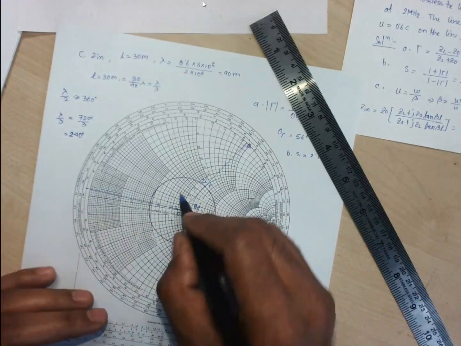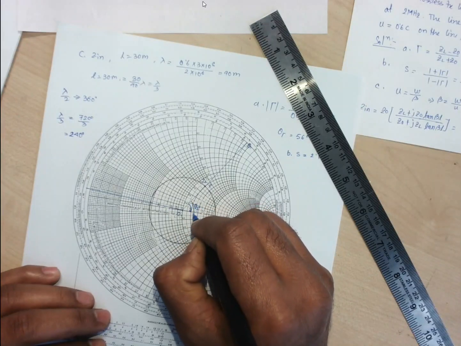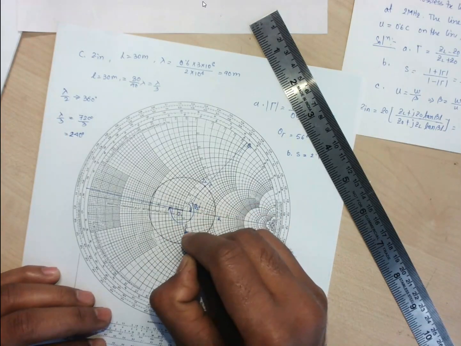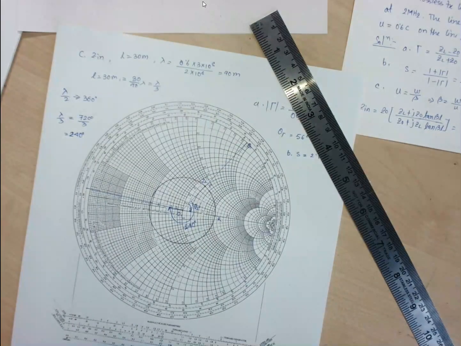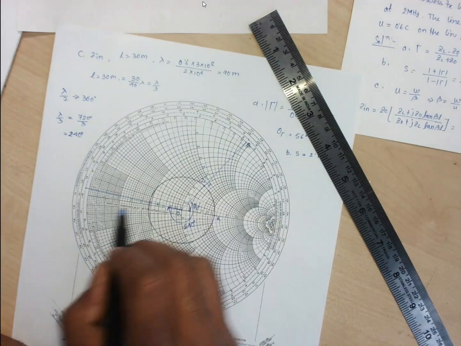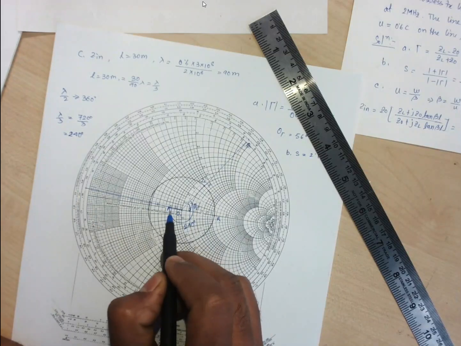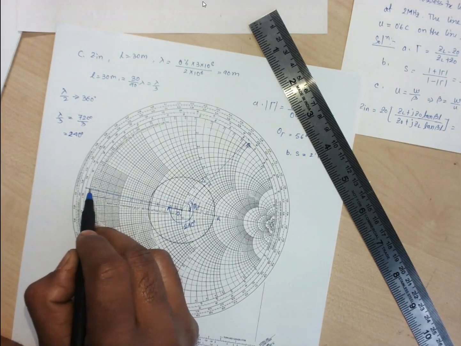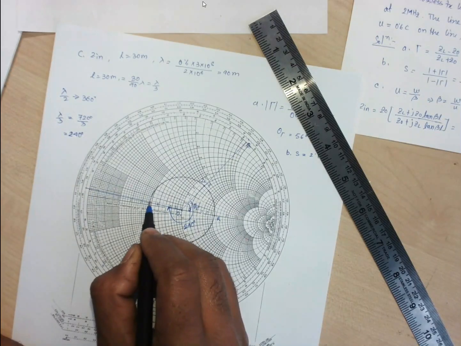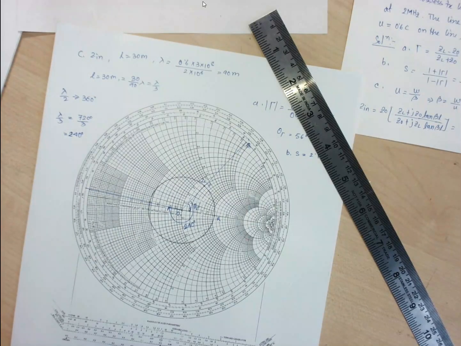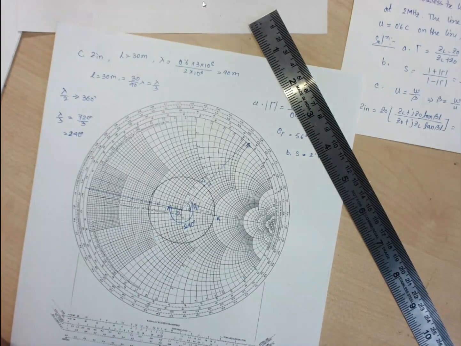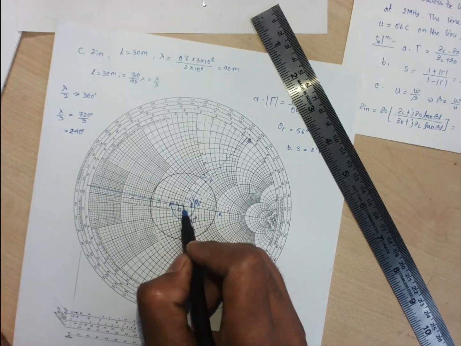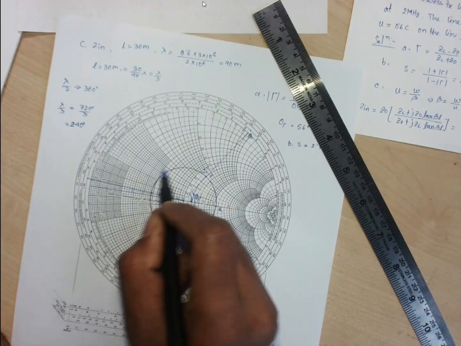We move from the load point up to 240 degree. This is the 240 degree movement towards the generator. We have been moving in the clockwise direction, right? Now we need to find the input impedance. How do we find it? When we draw this line up to 240 degree rotation from the center point to the outermost circle, this line intersects the constant S circle. This circle is known as the S circle. By taking the radius OP, we have drawn the circle.